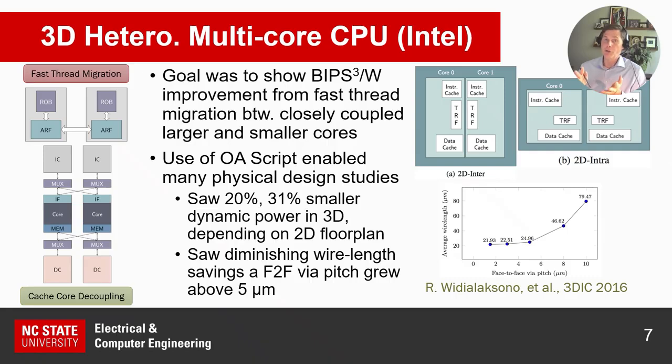We also used OpenAccess to do extensive physical design studies of various traditional 2D planar floor plans to try to get an idea of exactly how much the 3D stacking was benefiting us. We found that there was between 20 and 30% reduction in dynamic power, depending on which way you were optimizing the 2D floor plan. We also did studies showing how this benefit diminished as you increased the pitch above 5 microns for the face-to-face bonds.